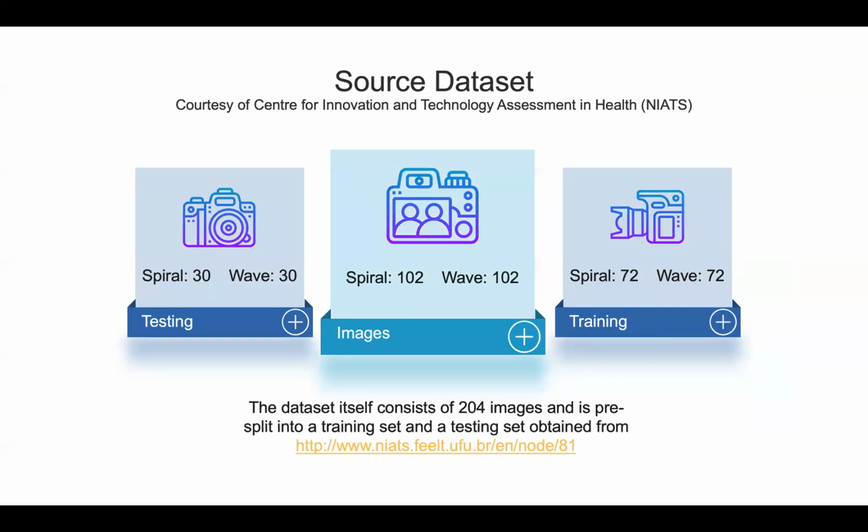Before you even start solving a problem, the main thing that you need is a data set. Without a data set, you cannot train a model. So you need a good data set. I took this data set from the Center for Innovation and Technology Assessment in Health, also called NIETS. They published this data set at the University of Uberlandia, Brazil. They have provided 204 images: 102 images are the spiral test and 102 images are the wave test.